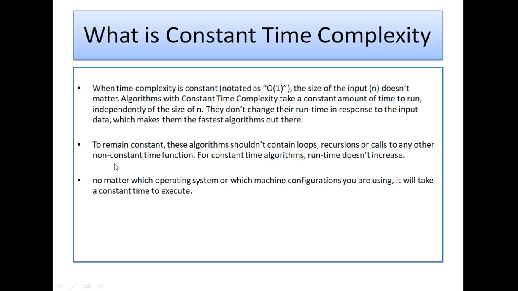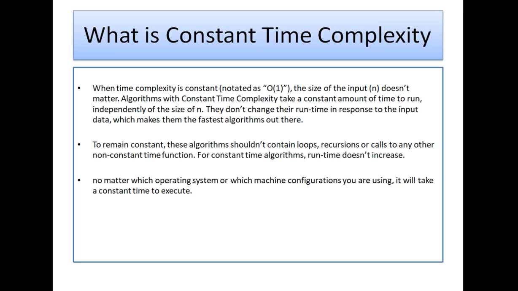What is the second point? To remain constant, these algorithms should not contain loops, recursion, or calls to any other non-constant time functions. For constant time algorithms, runtime does not increase. So if you want to maintain the algorithm as constant time complexity, you need to follow some rules. The rule is, you cannot write a loop. Loop means you cannot write a for loop, or a do or while loop.